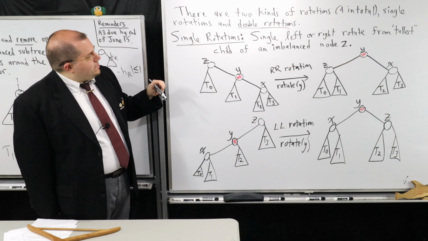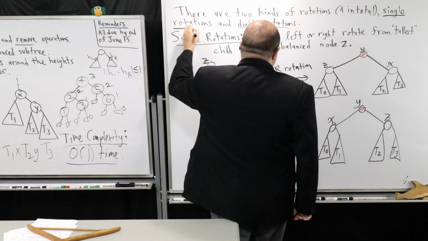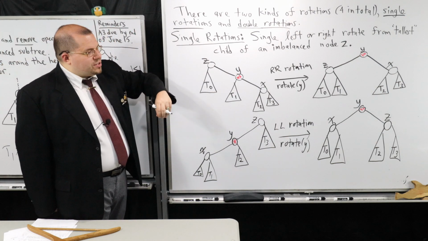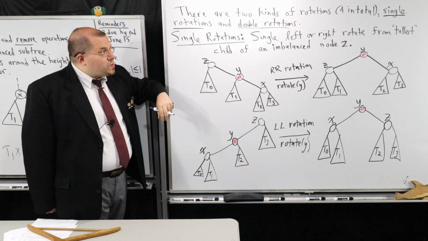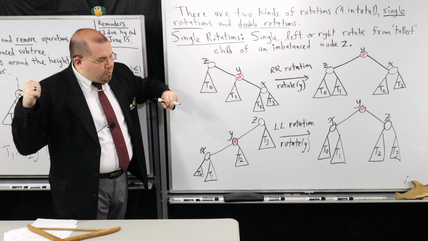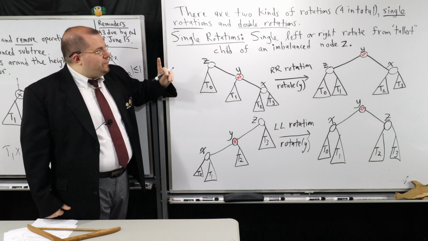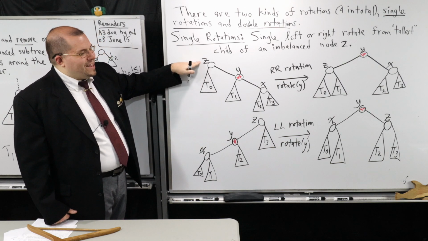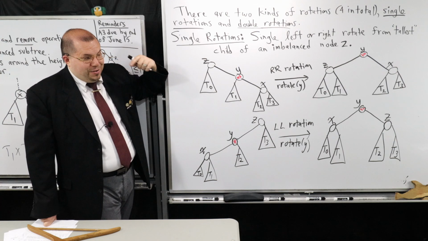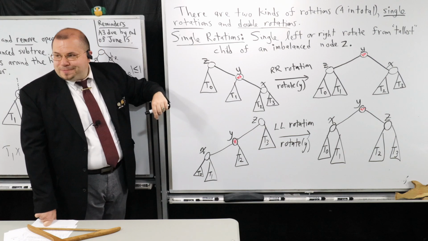So there are 2 kinds. There's what we call single rotations, and the other is called the double rotations. So there are 2 of each kind. I'm going to first start off with the single rotation. All it is that you're going to do a single, or what we call the simple rotation over here, a single left or right rotate from the tallest child of an imbalanced node. And suppose that imbalanced node is Z here. So suppose that you have a situation very much like the example I had over here. In fact, this should remind you a lot of that example because it's the exact same case.